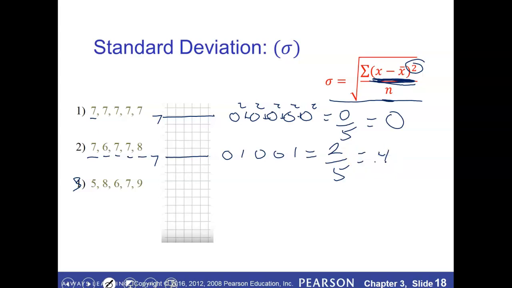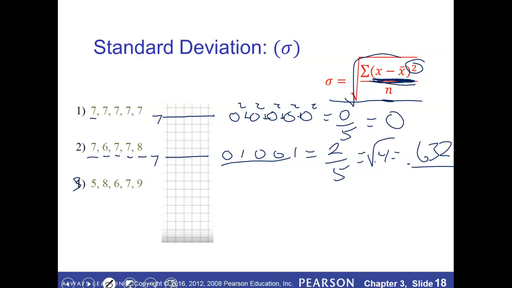And then, because I squared all of these numbers, now I'm going to take the square root of this. The square root of 0.4 is 0.632. So we would say that the standard deviation of the second data set is 0.632. That's not the normal way that we calculate an average, but it's the way we're going to calculate the standard deviation, or at least one of the ways.